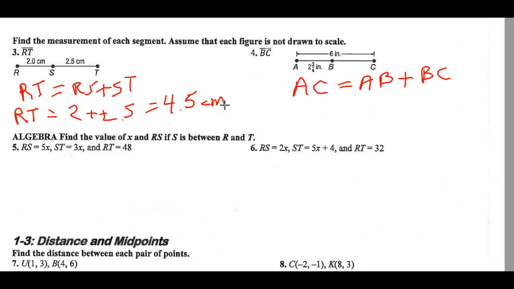This one's a little bit different. I have the whole piece AC, which is 6. I have AB, which is 2 3/4. But what I'm missing here is BC. So go ahead and finish this one on your own.